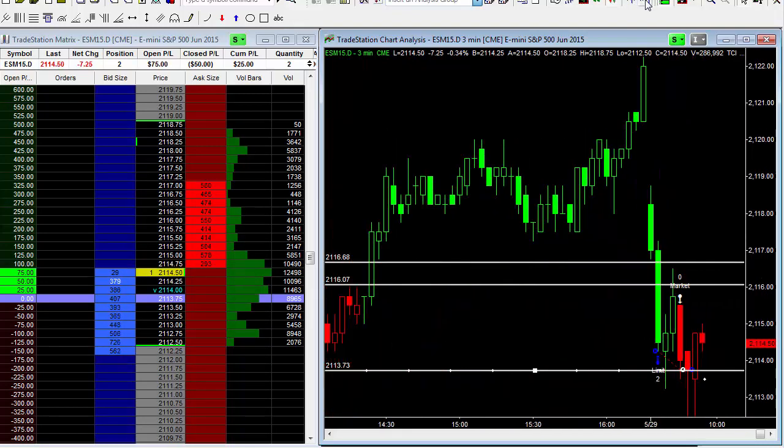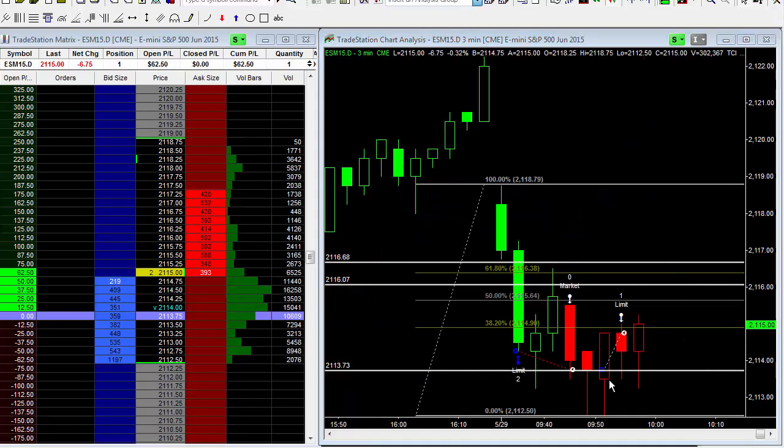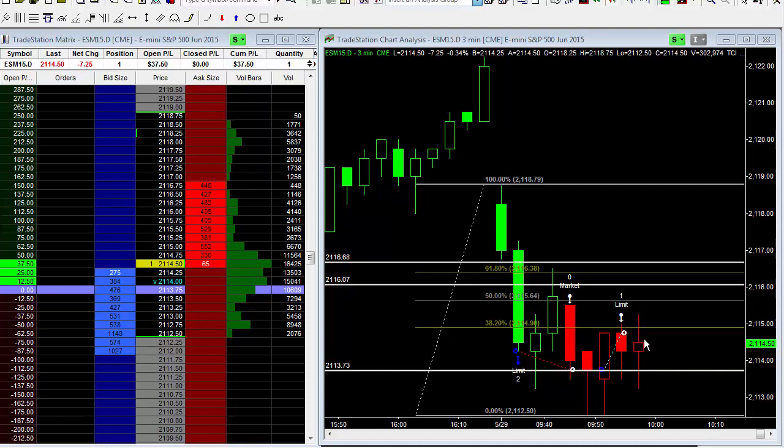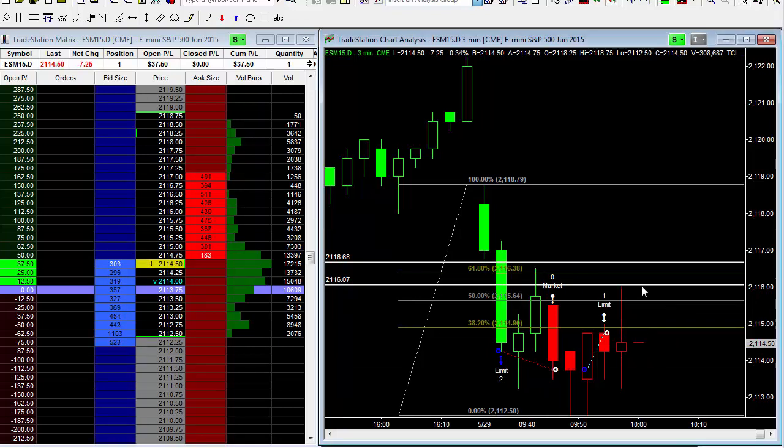So what I am looking to do. Hold on one second. All right, so I took one off, and let's get one on. Let's just see if we can run a little bit here. I want to see where this bar closes because it took out the high and the low of the prior 3-minute bar. If it closes in the top quarter, I would keep this. If it closes in the bottom quarter, I'll just scratch the trade.